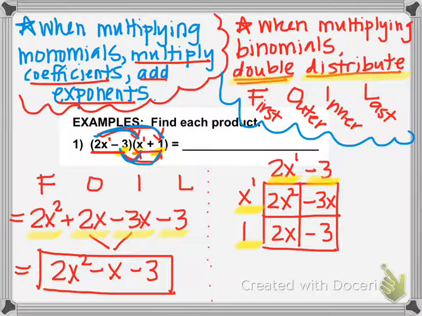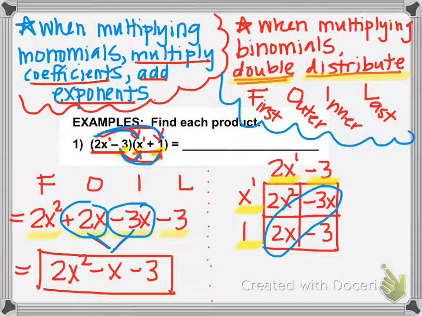So we still have the same 4 terms inside of our box. We just got them using a different organizational method. So you get to choose which method you like. Now remember over on the left, the two middle terms combined, that 2x and that negative 3x, right? Well, if you do the box method, those two terms are usually the two terms on the diagonal. And those will usually be like terms, and you'll also be able to combine.